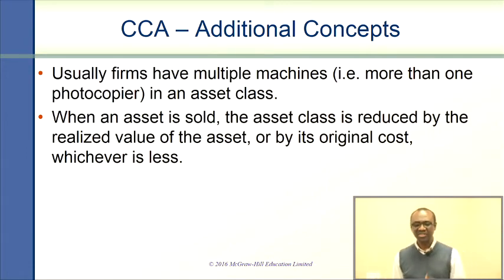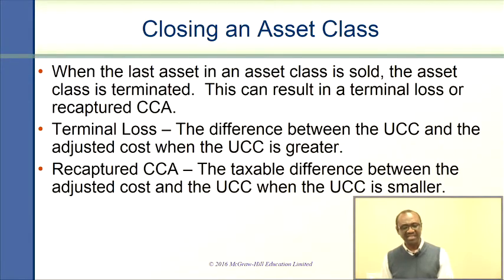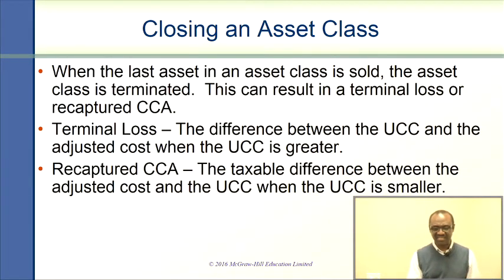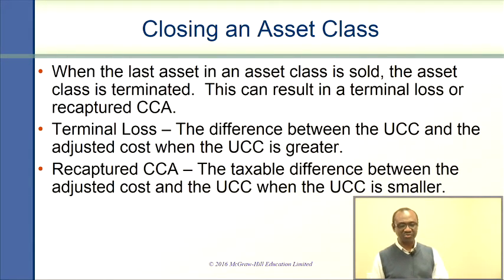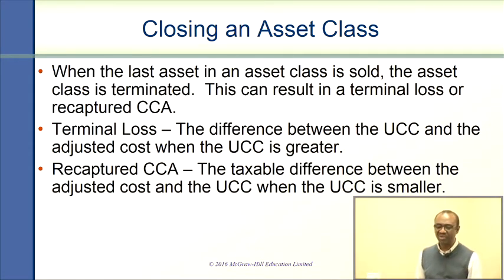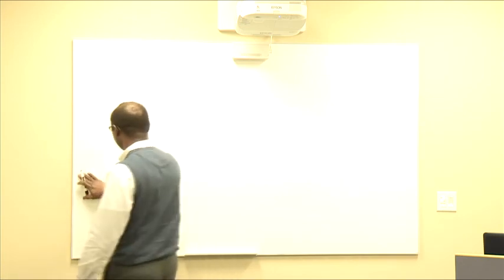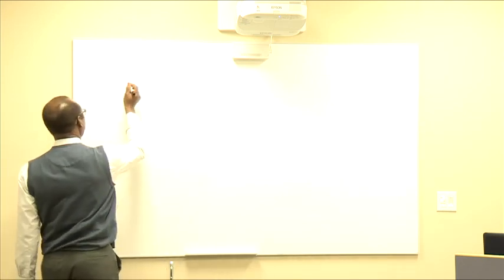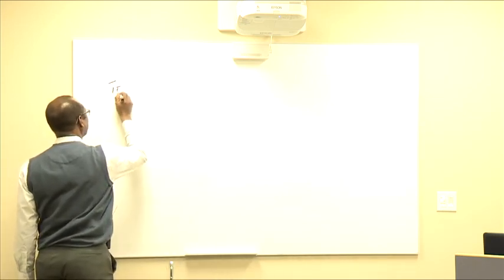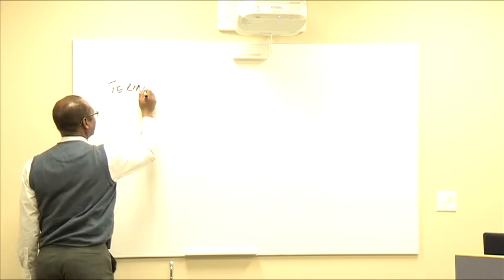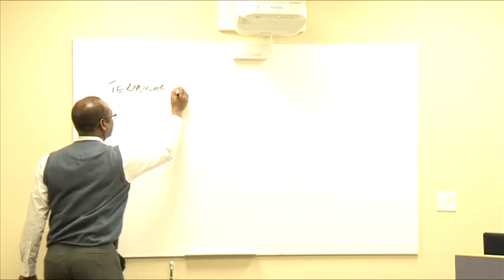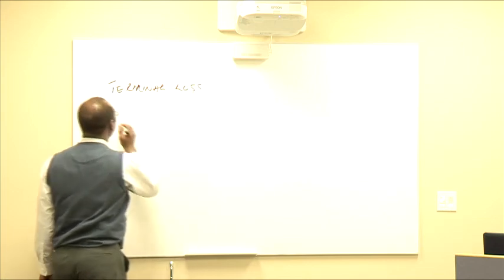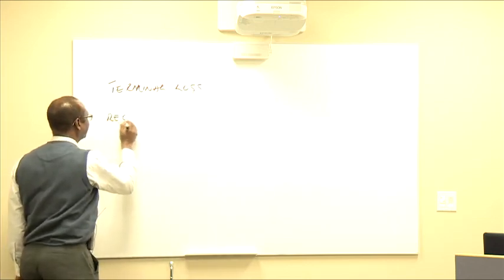And as such, closing an asset class means that when the last asset in an asset class is sold, the asset class is terminated. This can result in what we call either a terminal loss or a recapture. So just to show a little bit, we can have two situations: terminal loss or recapture.